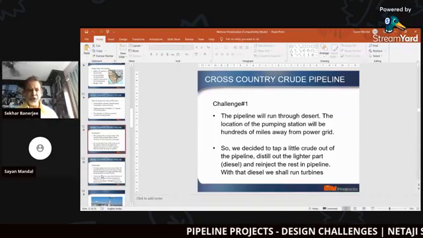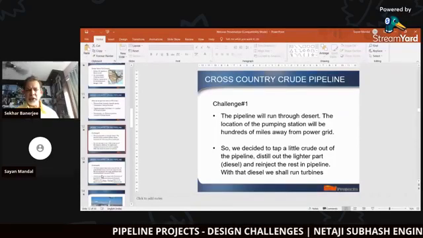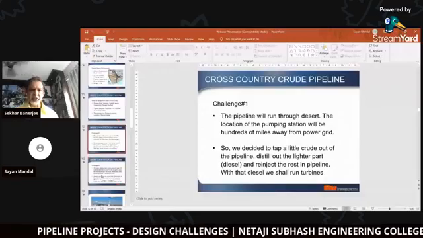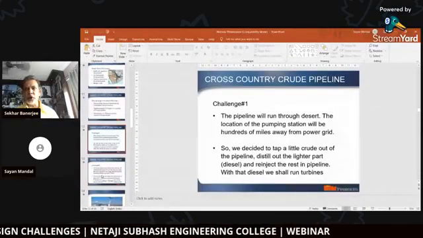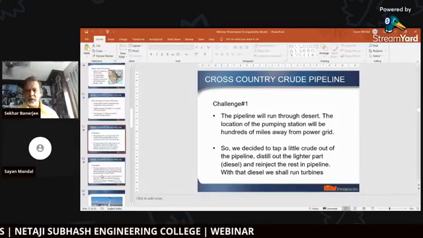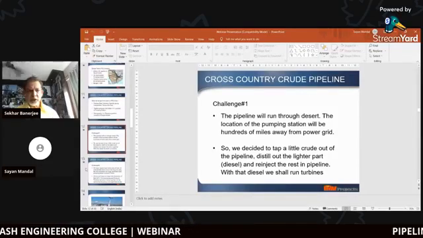That's our fuel. We'll run the turbine with diesel. So we engaged a few chemical engineers to design a very small distillery, a mini distillery there, and decided to run all our pumps with gas turbine. Next slide, please.